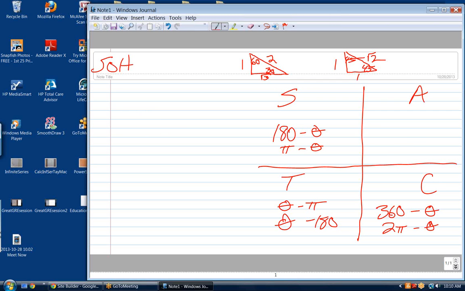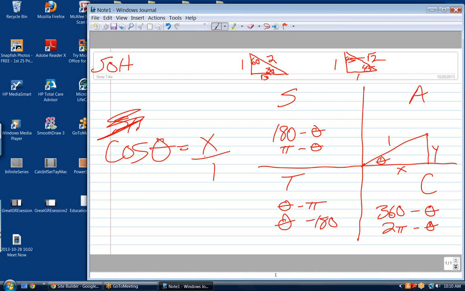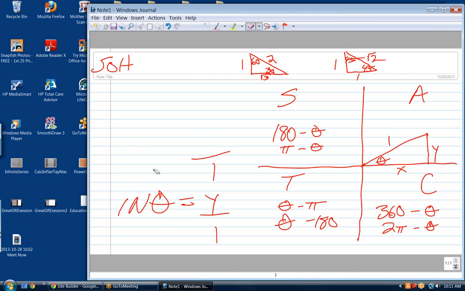Okay, let's draw a reference triangle here. This is the x value, this is the y value, this is theta, and this is 1. So I can say that the cosine of theta is x over 1. So x is the cosine. The sine of theta is going to be y over 1. So the cosine is x, and the sine is y. Yes, in the unit circle, that's true.